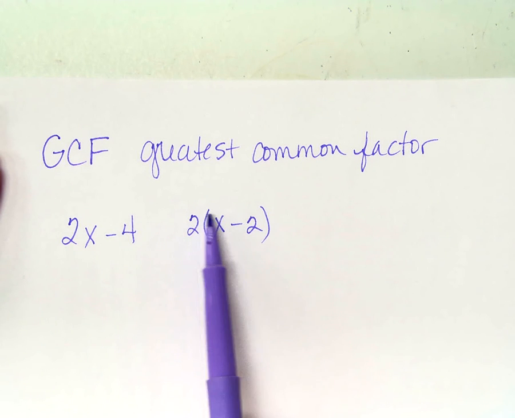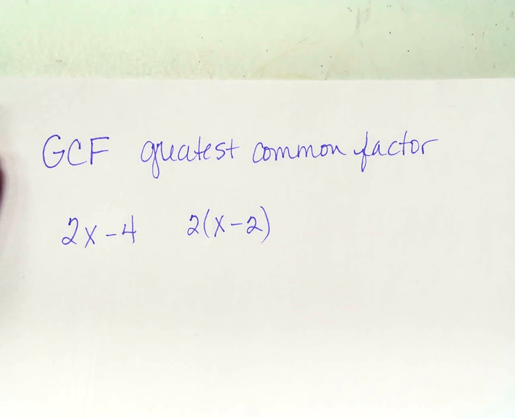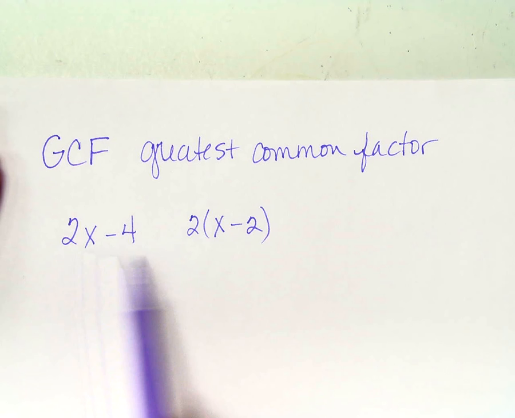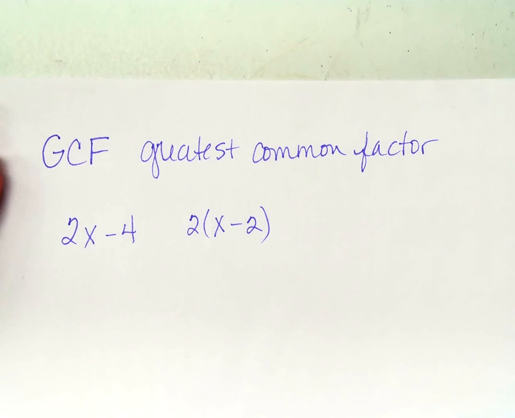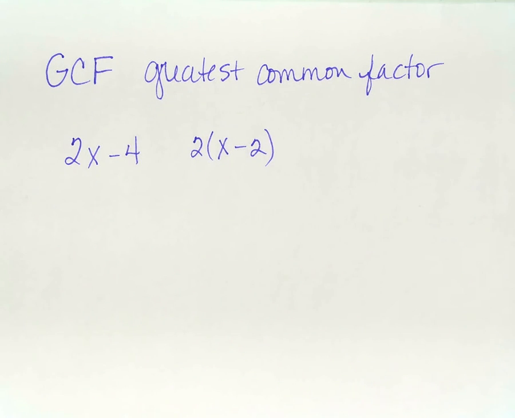I could multiply this out to check if I got it right. If I multiplied this out, I'd get 2x minus 4. Is that what I started with? Then I know this is correct. So multiplying and factoring can be opposites as well, because we factor by dividing. Didn't I divide each of these terms by a 2? Yeah? Okay.